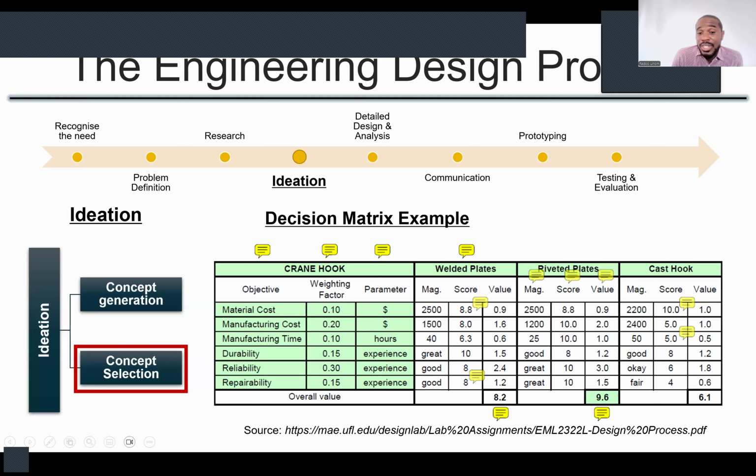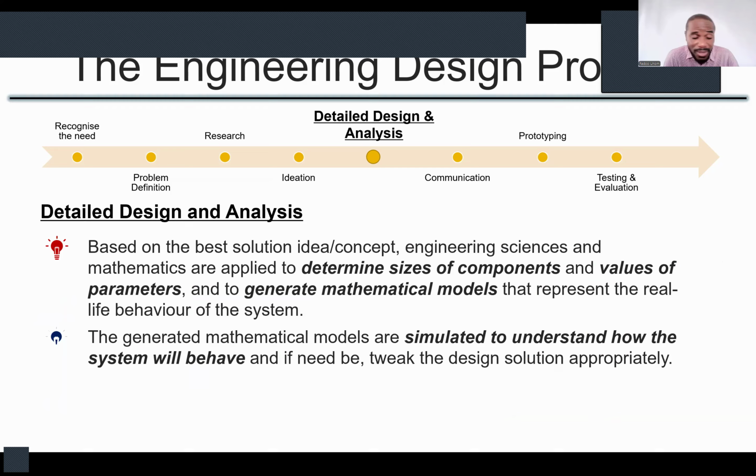So we were at the decision matrix stage. And once you select your product, the next thing is your detailed design analysis stage. What's the time? 10:30. Wow, I need to rush and finish now because I have something else to do. So based on the best solution that you have now selected, you are now going to use your knowledge of engineering sciences and mathematics to determine the sizes of the components, to determine the acceptable values of various parameters.